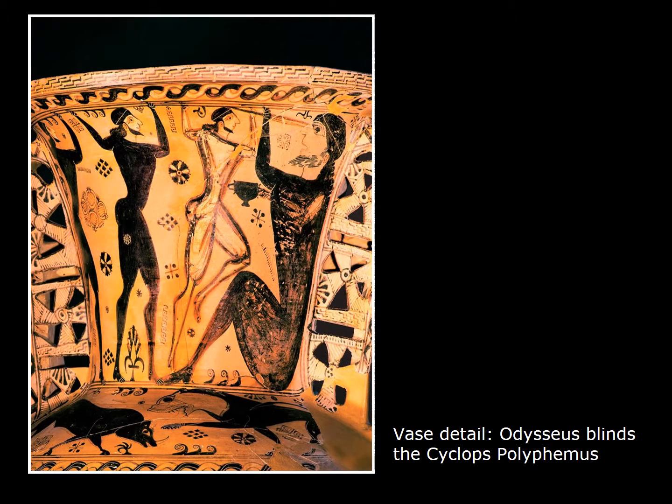Here's a close-up of that scene of blinding the Cyclops. Odysseus is the white figure and his men behind him in black, and you can see the wine cup in Polyphemus's hand.